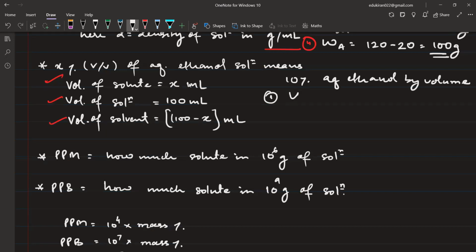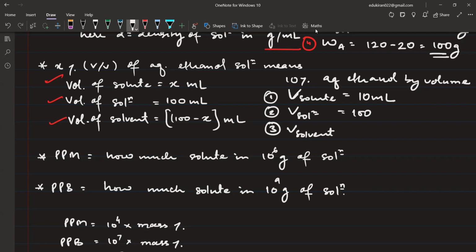Number 1, tell me what is the volume of solute. Volume of solute will be equal to how much? Tell me, guys. फिर से हम नाम ले किसी का, या खुद से आंसर कीजिएगा जी. Tell me, Hiba. 10. हाँ, volume of solute will be equal to 10 ml. Very good. Volume of solution will be equal to 100 ml. ठीक है. And volume of solvent will be equal to how much? 100 minus 10. That will be equal to 90 ml. Very good.